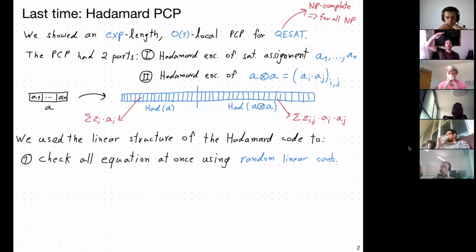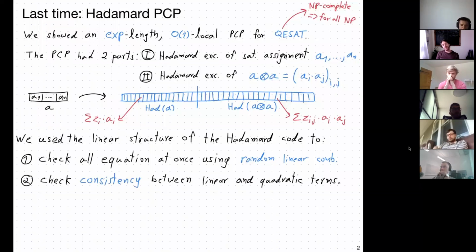We have, say, m different equations, and we want to check them. But instead of checking all of them, we fold them into a single equation. We could do that because it's a bunch of linear equations, so we can take a linear combination of them. And the random linear combination means that, with high probability, no cancellations can occur.